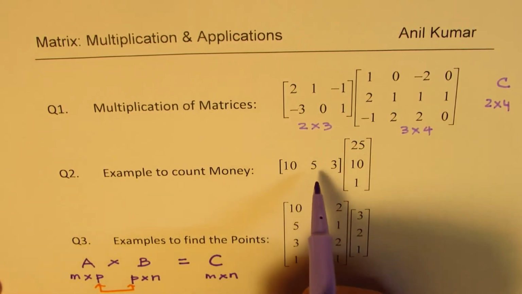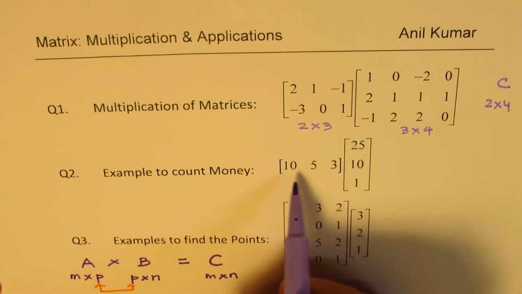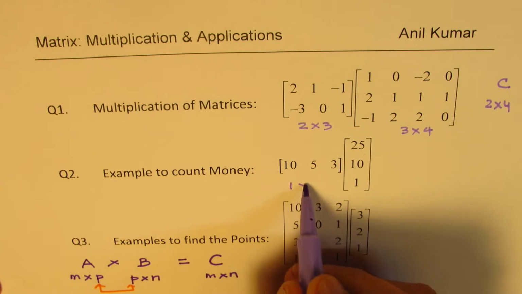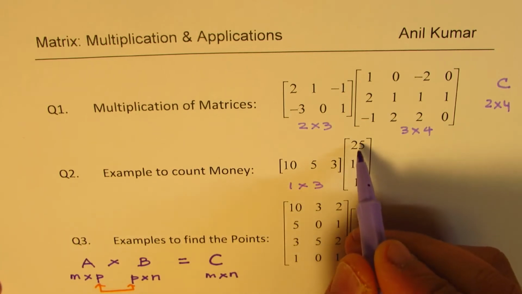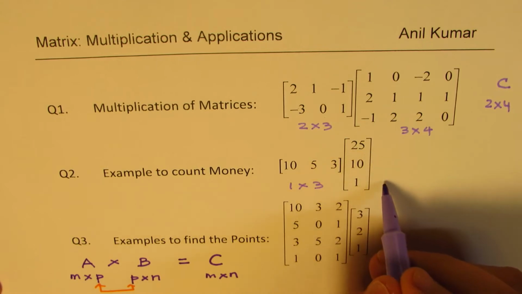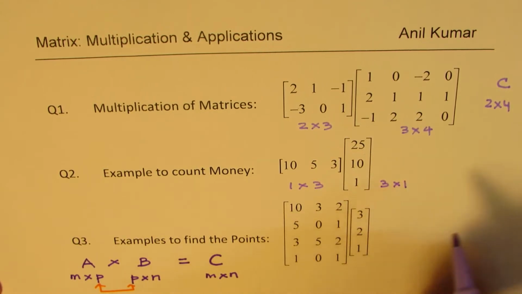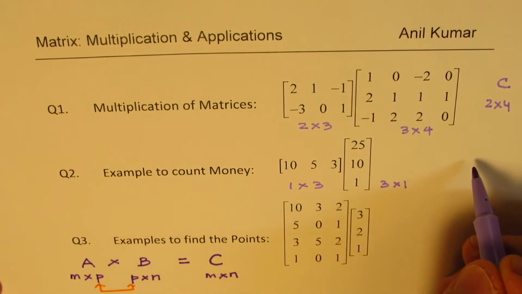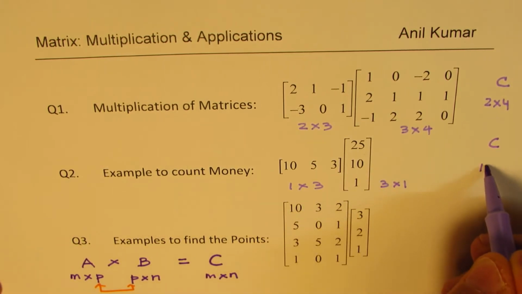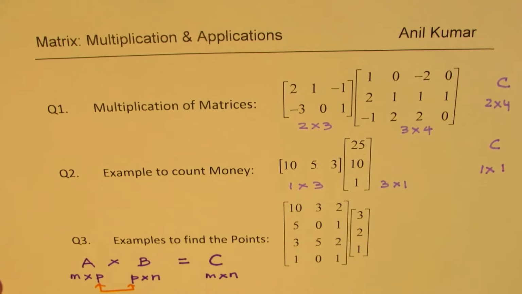Now in this case we have a matrix which has only one row but 3 columns, right? It's a row matrix. So 1 by 3, and here we have taken a column matrix, correct? So there are 3 rows here and 1 column. So when we multiply them, what do we get? So in this case the product C will be 1 by 1, correct?